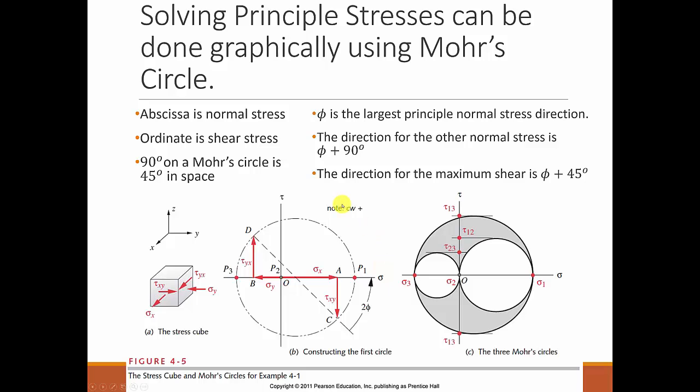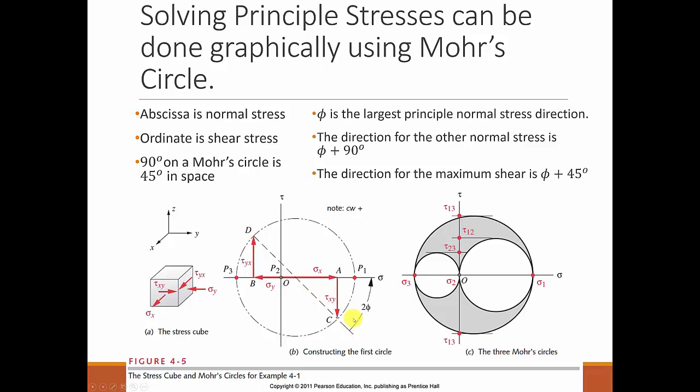Okay, so with all those there, what we can do is plot sigma x, tau xy for our first coordinate system. Notice clockwise is considered positive, so this is a positive tau xy. And then sigma, so that creates one point right here at C. Then we have another point, sigma y and tau xy, that's D.